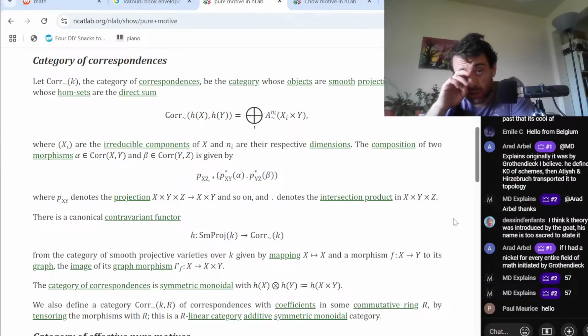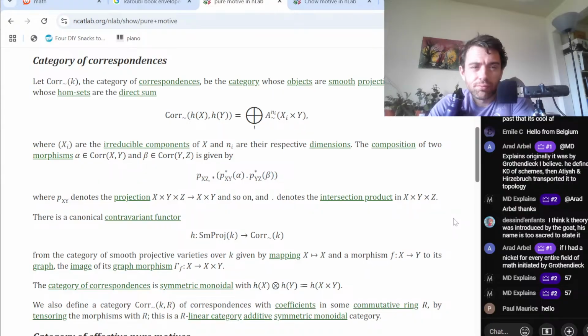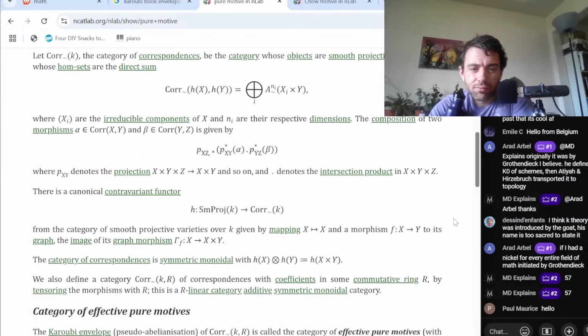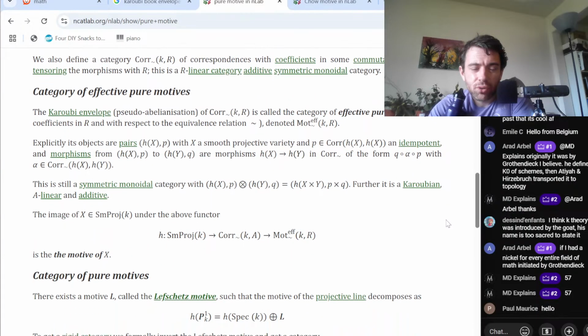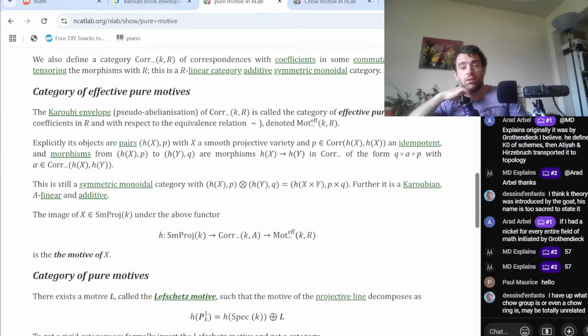Category of correspondences. Oh, is this what people mean when they say correspondences? Oh, there's a Karoubi envelope. The Karoubi envelope of the category of correspondences is called the category of effective pure motives. Okay, interesting.